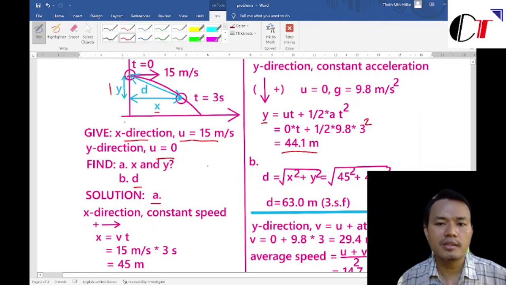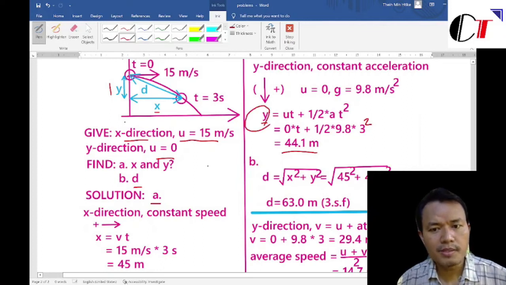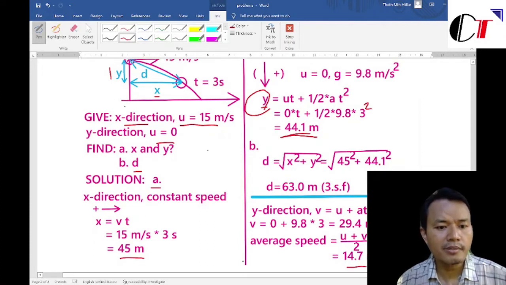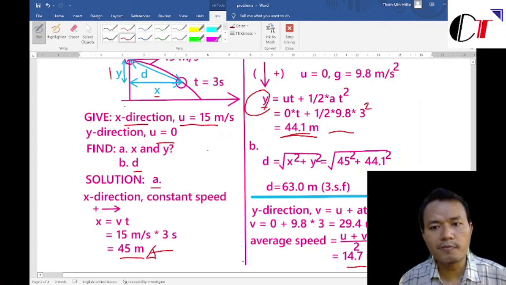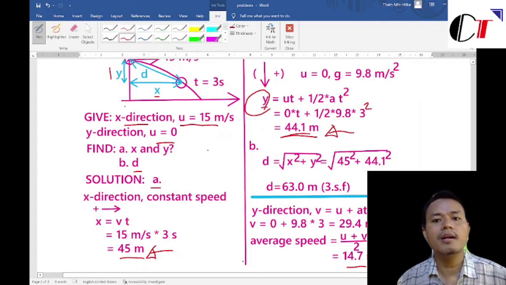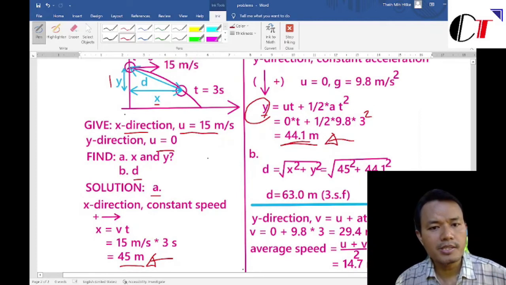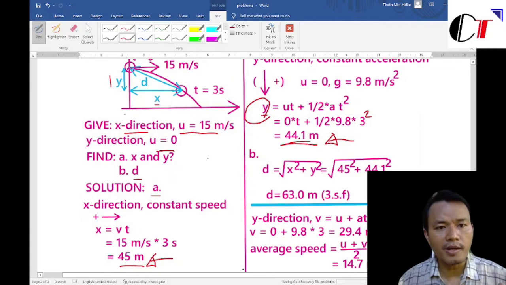You will get the vertical component of the displacement is 44.1 meters. So you get the answer for part A. The horizontal component of displacement is 45 meters, and the vertical component of the displacement is 44.1 meters. And now for part B, we can just use the Pythagorean theorem to find D.